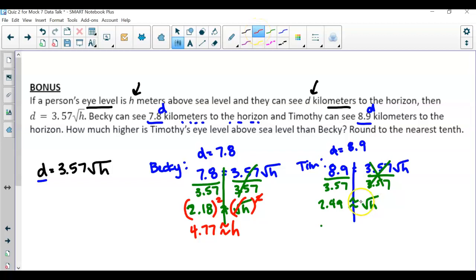Now we can get rid of the radical, right, because it's by itself, and square both sides. So here, Timothy's eye level is approximately, after squaring that value, 6.22.